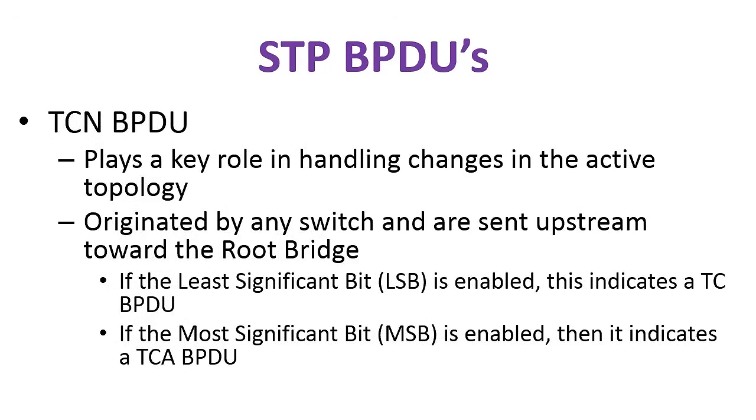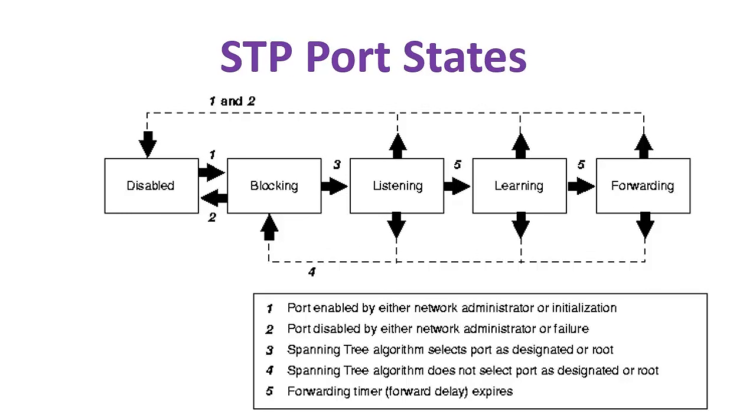Now, topology change BPDUs play a key role in handling changes in the active topology. They are proactively originated by any switch and sent upstream toward the root bridge, providing information that would be key to keeping the network loop-free. Next, let's talk about spanning tree port states. 802.1d has 5 different port states: disabled, blocking, listening, learning, and forwarding. Let's talk about each of these in depth.